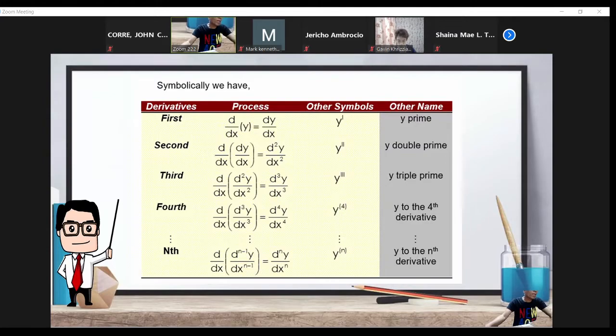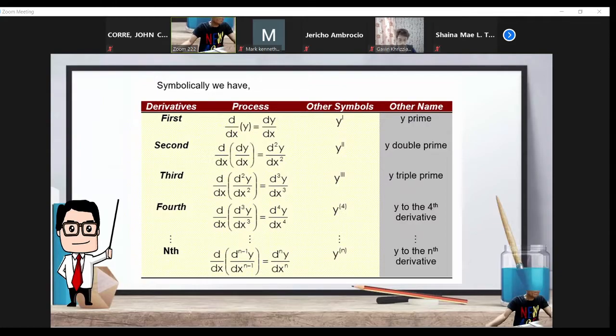The derivative of n minus 1 of y with respect to x. X ang basa dito, hindi n minus 1. That is equal to the nth derivative of y with respect to x, or the nth derivative of y, or y to the nth derivative. Okay, yun lang ang pagbasa niyan. Other symbols, and then paano binabasa.